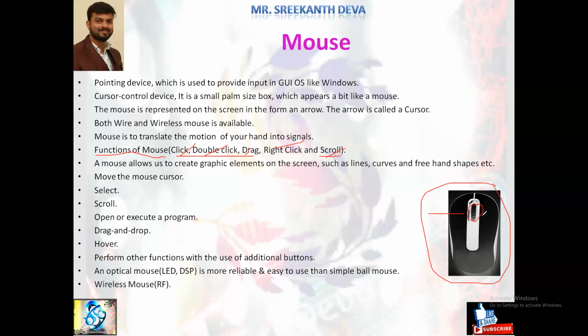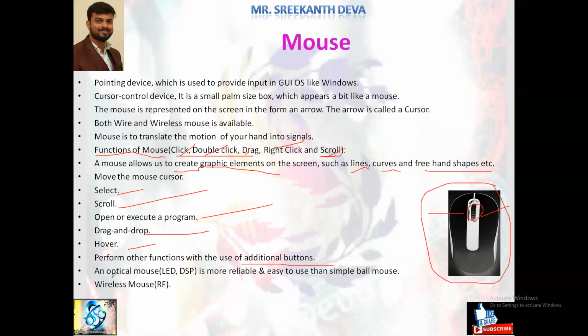This is the left button, and this is the right button. Using the left button we can click, double click, drag. Using scroll, we can scroll up and scroll down. And with the right click, we can perform some operations. So these are all the mouse related functions. A mouse allows us to create graphic elements on the screen such as lines, curves, freehand shapes, etc. Move the mouse cursor, select, scroll, open or execute a program, drag and drop, hover, and perform other functions with the use of additional buttons.